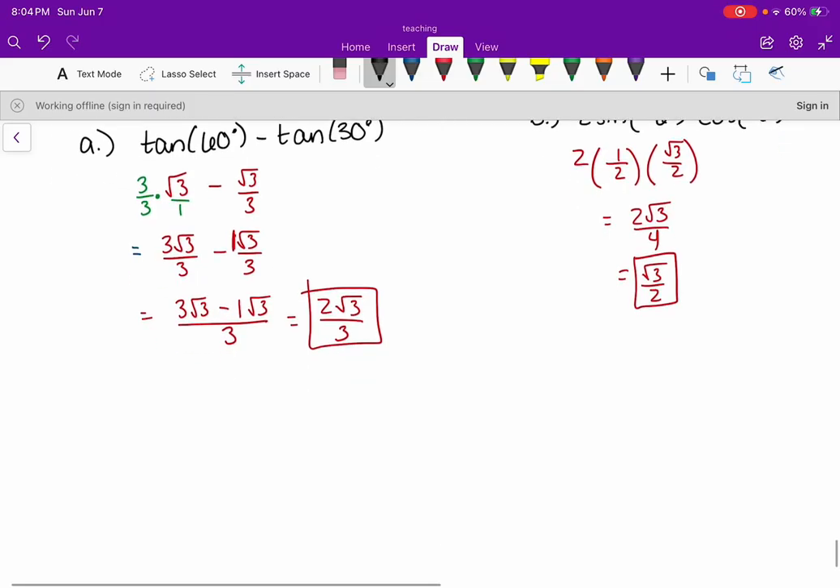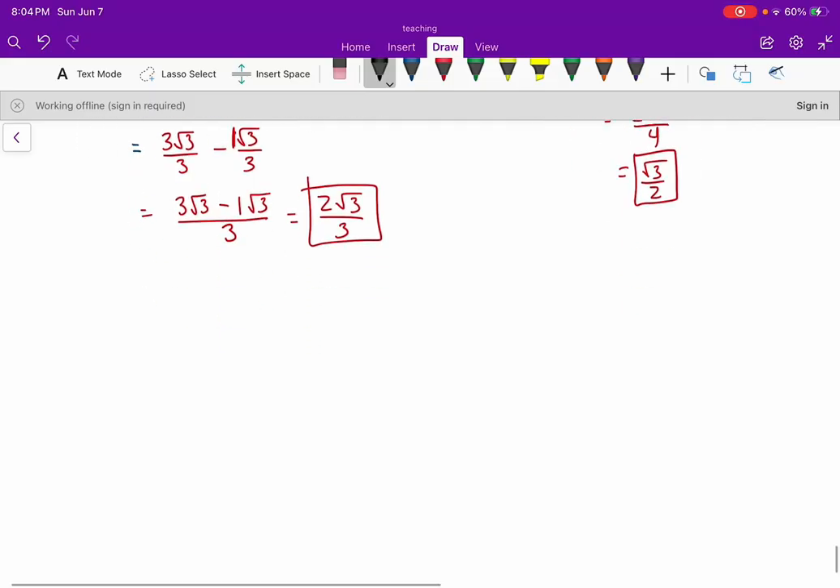I'm going to go ahead and go over our next little subsection here. We're going to start using some identities. So this is reciprocal and quotient identities.